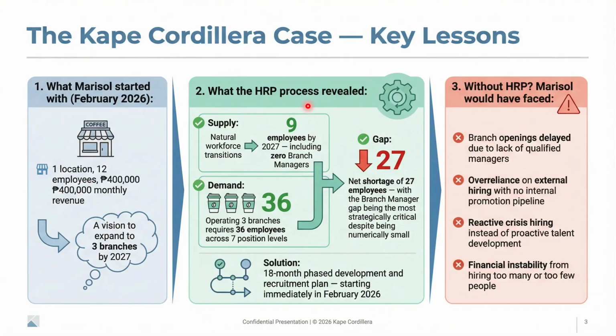And then, nakita natin dito yung ginamit natin yung case ni Marisol, who wants to expand 3 branches, and based on the HRP process, ang available na supply niya for 2027 is 9. Ang demand is 36. Mayroong gap na 27. And then we provided solutions. Okay? Kapag mayroong mga labor shortage based on the demand or based on the gap from our demand and our supply. So without HRP, Marisol would have faced the following challenges or issues.